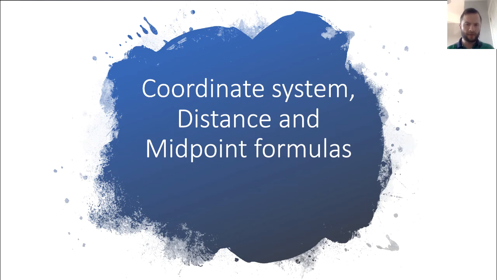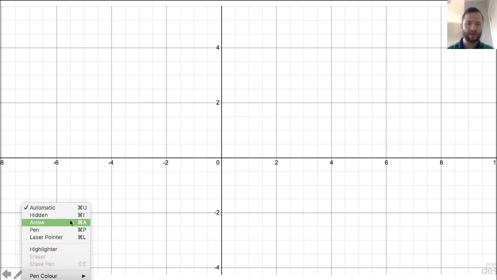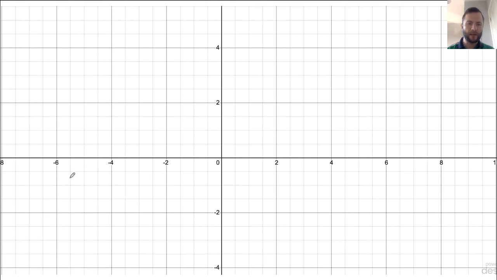In this video I wanted to review the concepts of the coordinate system and the distance as well as midpoint formulas. So let's get right into it. Coordinate system is a simple way that we use in order to describe points on a plane. So this image here represents what a coordinate system would look like. The white space is a plane, geometrical shape, and the grid lines represent the coordinate system.